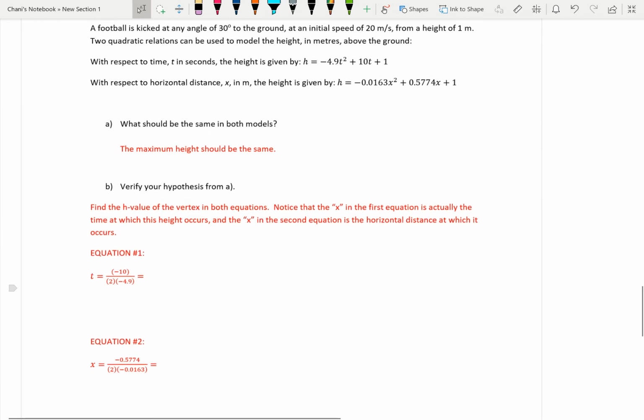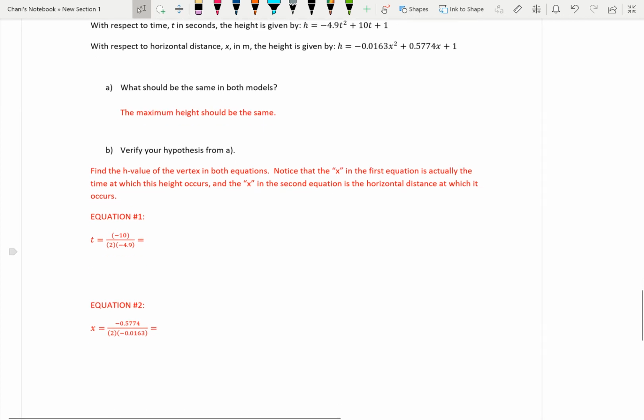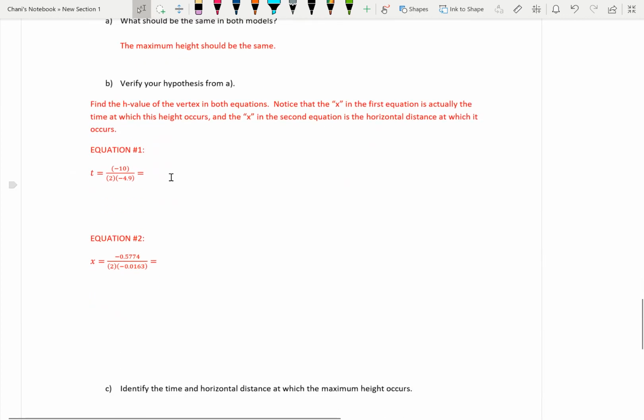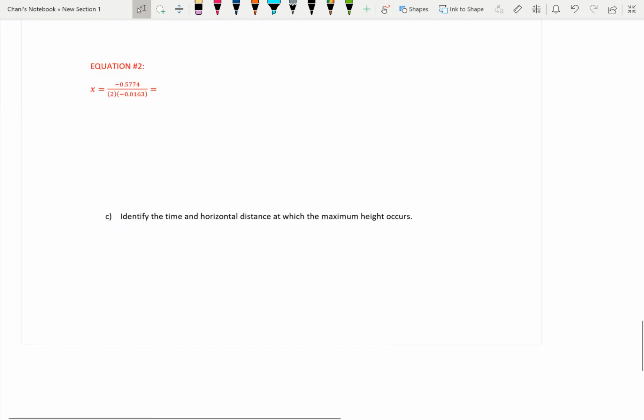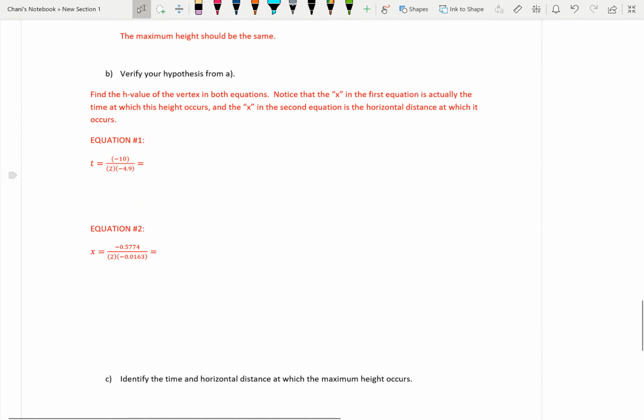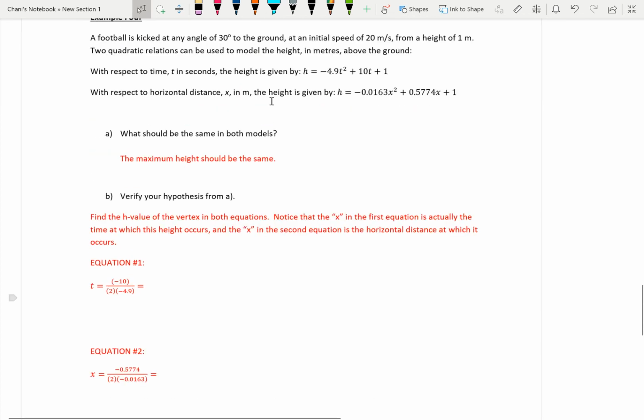So if you actually find the vertex in both equations, you should find that even though their t value and x value are different, when you put them through, you should get the same h value. So I challenge you to do that, and then you'll be able to answer part C, no problem. I set up the -b over 2a for you. I'd like you to finish those, find the t and the x value, and then put them back into the appropriate equation to show that it is the same maximum height in both equations.